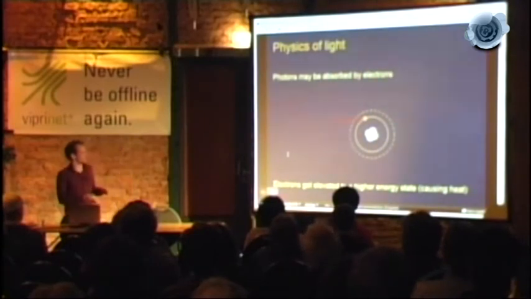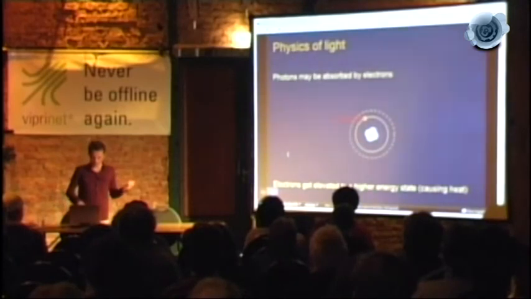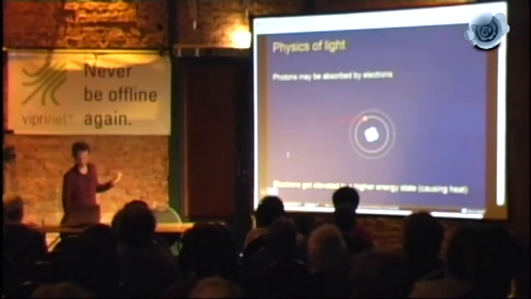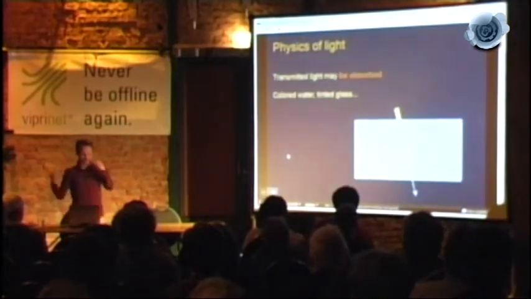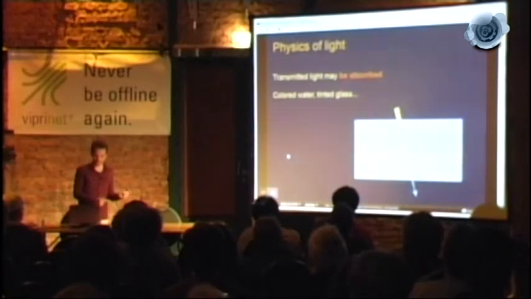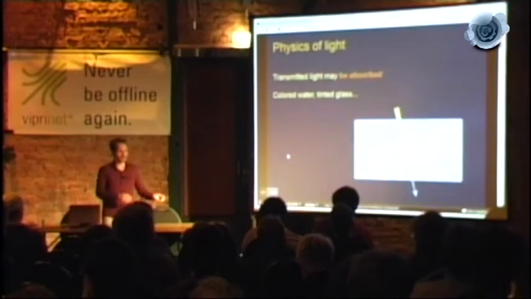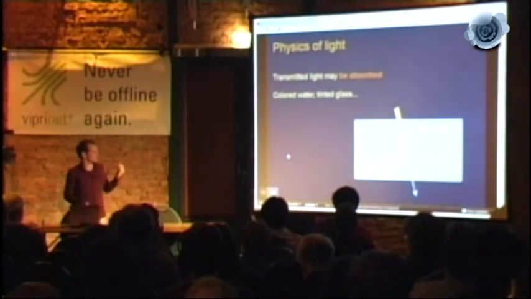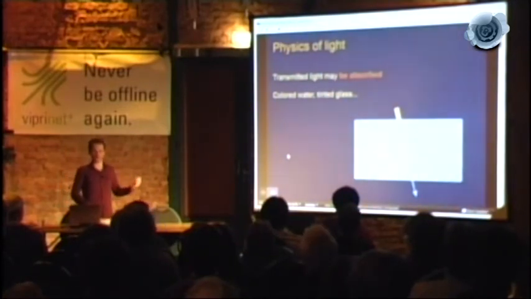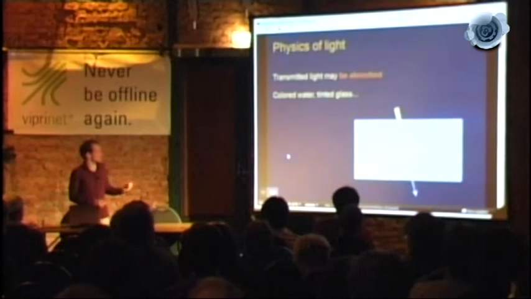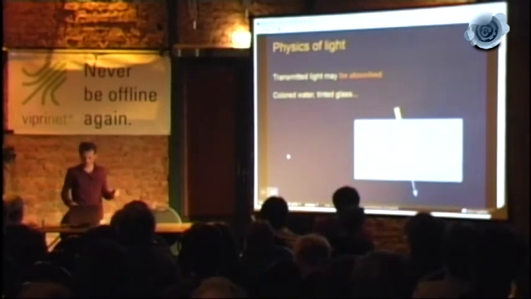So in the case of visible light, the electron is just going to absorb the photon, which means a part of the light is getting absorbed, and while it's going through the material, more and more light is getting absorbed. Because it depends on the wavelength, some wavelengths are going to be absorbed and some are not. So the color of light is going to change while it's traveling through the material. You can think of colored water, you can think of tinted glass, things like that.